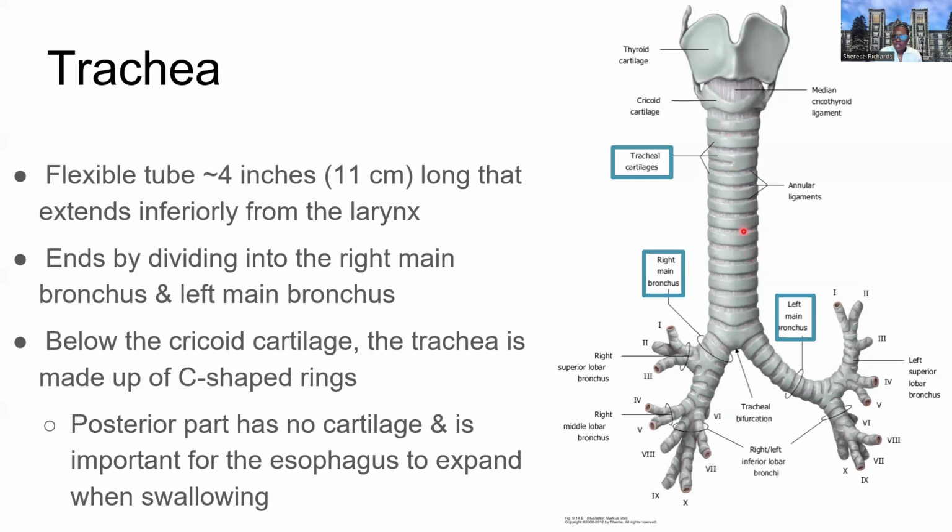So that makes the trachea a little bit flexible at its posterior surface, because remember, the esophagus is right behind the trachea. In order for the esophagus to expand and accommodate varying volumes of food, we need the back of the trachea to be a little bit more flexible and collapsible. And so the rings do not cover the entire surface of the trachea.